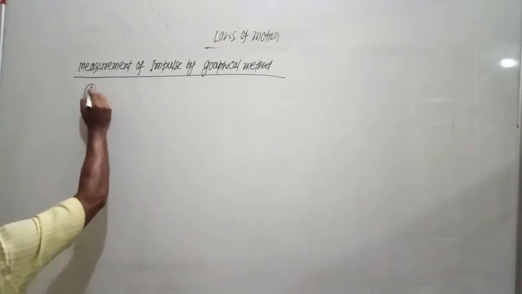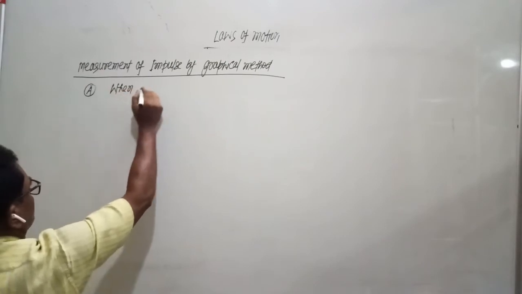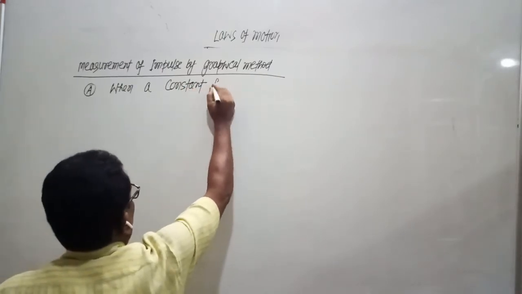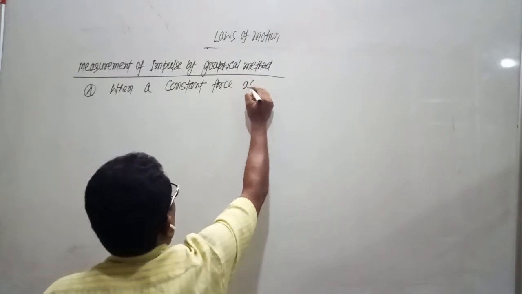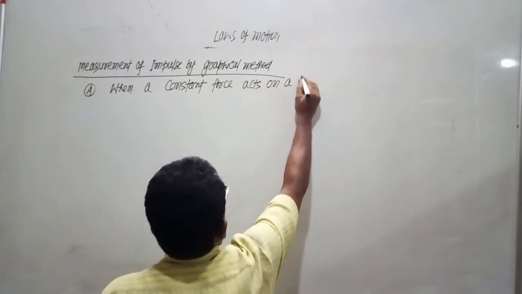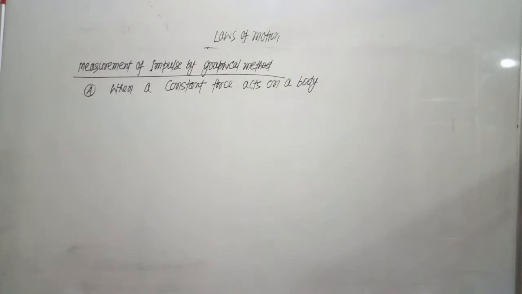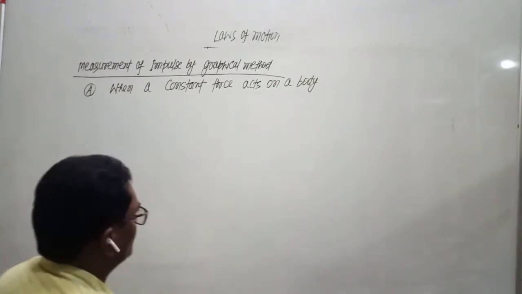Measurement of impulse by graphical method. The first case we discuss is when a constant force acts on a body. When a constant force acts on a body, then we find the measurement of impulse. So suppose a constant force acts on a body for time t1 to t2.